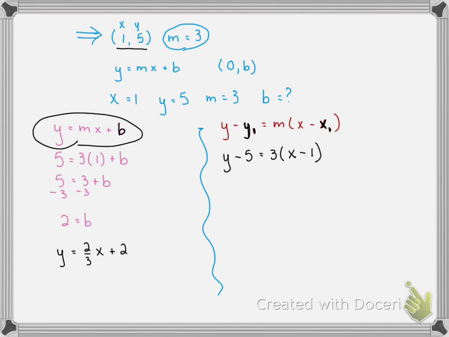Now we are going to distribute. And then add 5. I don't know where I got my slope was 2/3. Sorry, guys. That slope is only 3, not 2/3. I have no idea where I got 2/3.